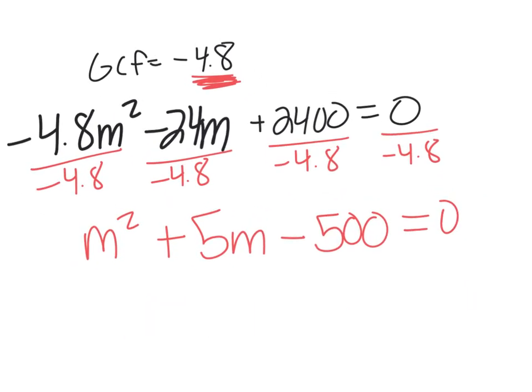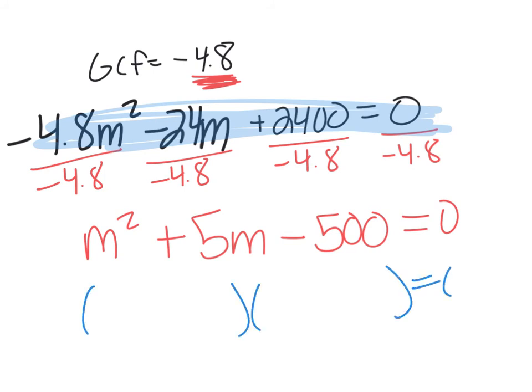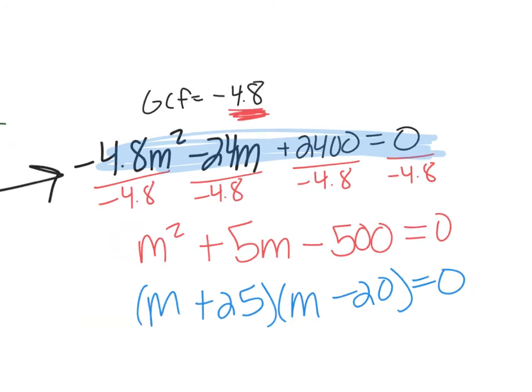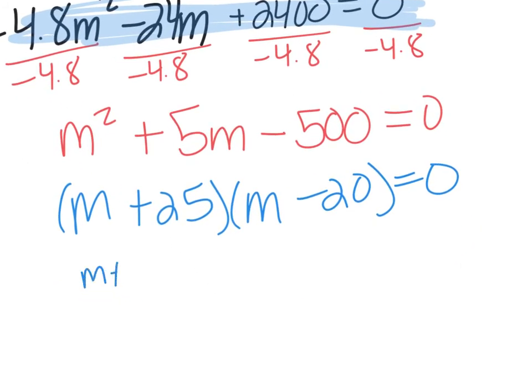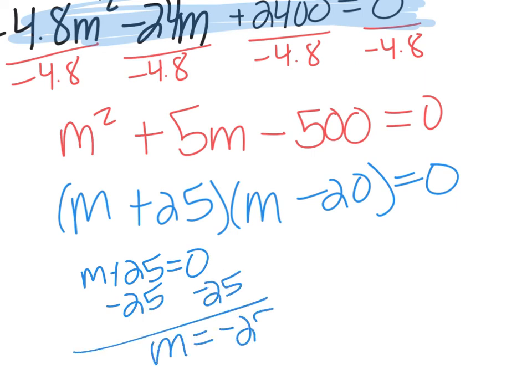So you could have used the quadratic formula with our original here. You should still get the exact same answers. But now with what we have after we divided by negative 4.8, we can factor this, or you could use the quadratic formula again. And this is a positive 25 and a negative 20. That works for factoring. So then if we solve that, we get negative 25 as one of our answers, and positive 20 is one of our answers.